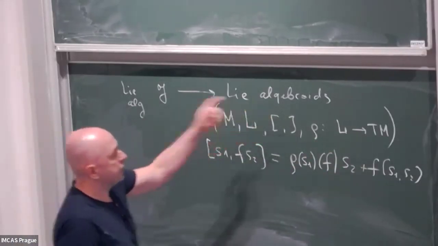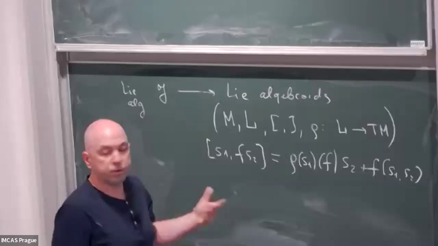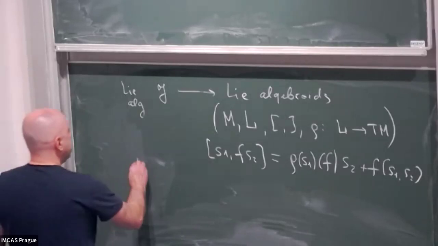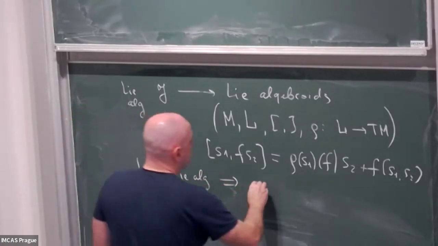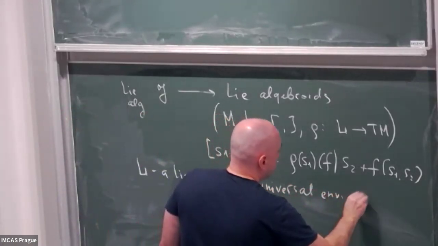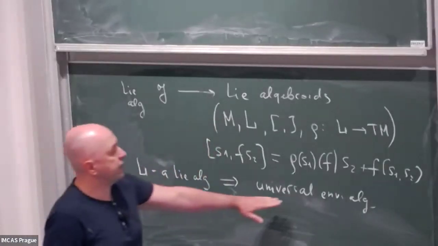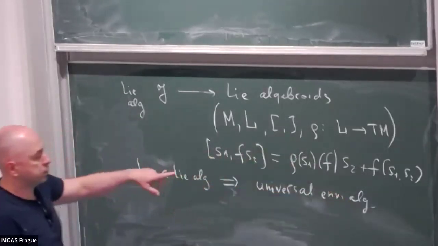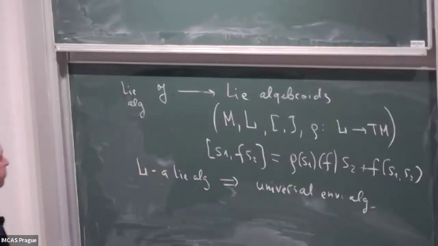If you have a Lie algebroid, we can do the same trick as for Lie algebras. We can construct its universal enveloping algebra. Now it will be a universal enveloping algebroid. So if L is a Lie algebroid, we construct its universal enveloping algebroid. And this is one way of generalizing Hopf algebras, because the universal enveloping algebroid will be a generalization of the universal enveloping algebra, which is a Hopf algebra. But there is another way of generalizing them.